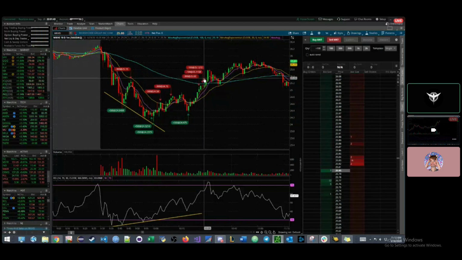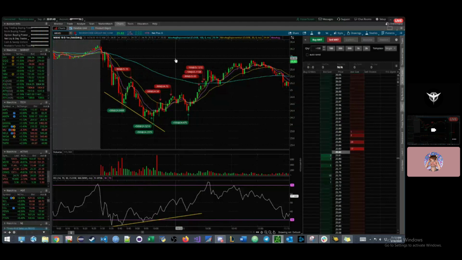And then again, I just scaled out. My targets on both of these, the DKNG and the Workhorse trade, were just visually where I expected it to get to on the 5 and 15-minute, and I was trying to front run that a little bit to be protective.